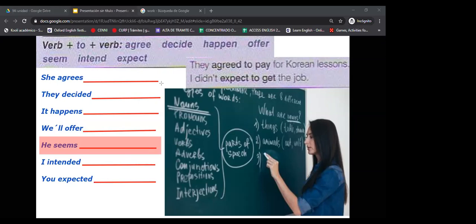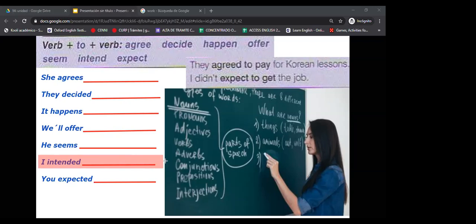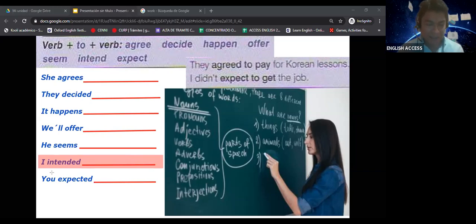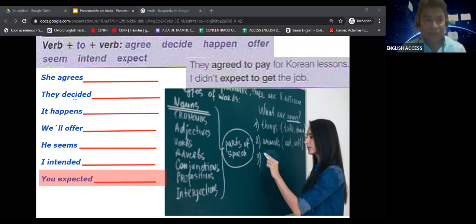He seems to cook dinner. Good. Perfect. Next. I intended to speak English. Good. Next. You expected to get a good job? Yes, to get, perfect. All right, now let's go for the next one.